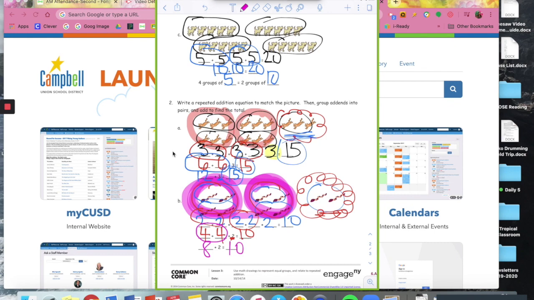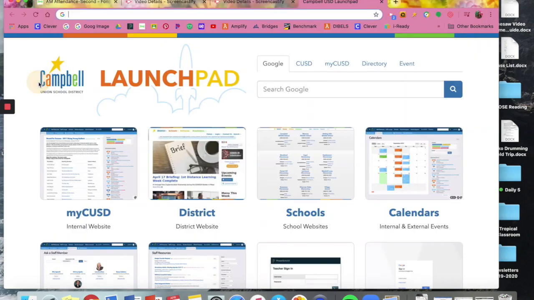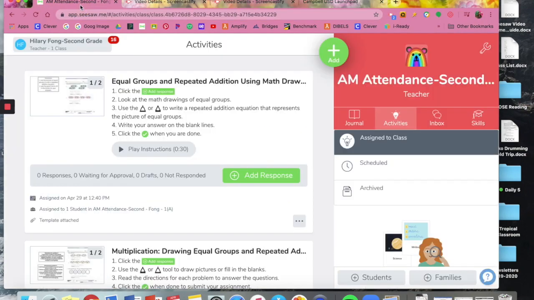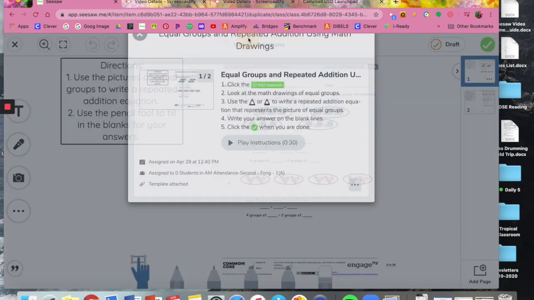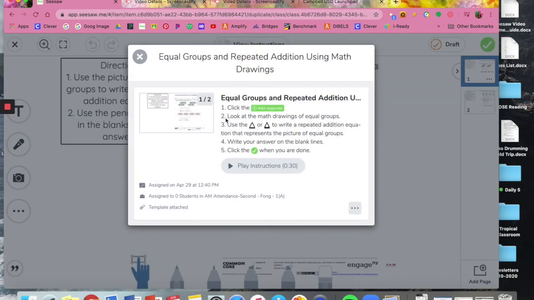Okay? So now, let's take a look at what you're doing today, okay, on Seesaw. So today on Seesaw, you're going to be doing equal groups and repeated addition using math drawings. So you need to go to your Seesaw activities, click add response. So here are the directions. You need to click add response, look at the math drawings of equal groups, use the pen or pencil to write a repeated addition equation that represents the picture of equal groups. Write your answer in the blank lines and then click the check when you are done.